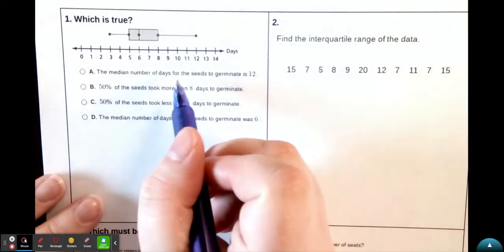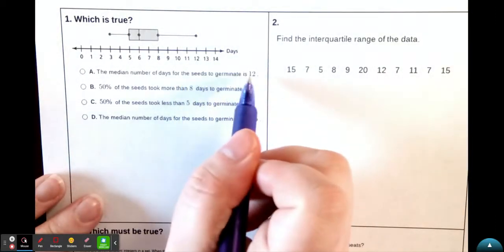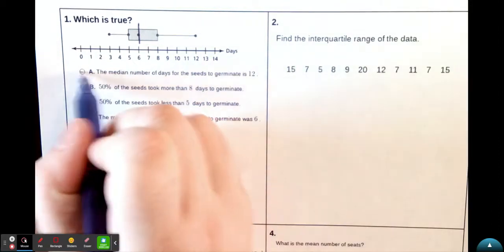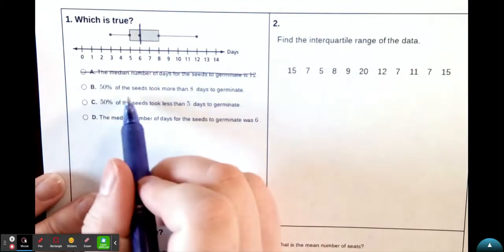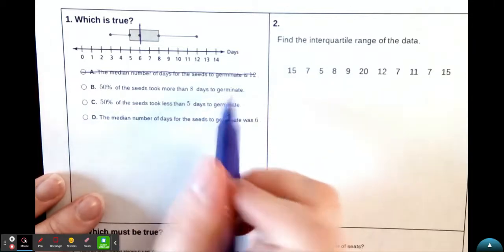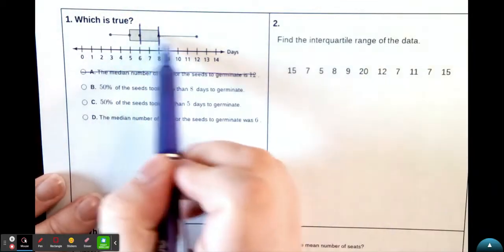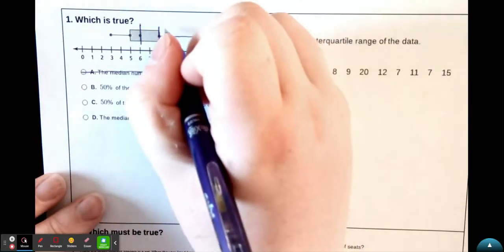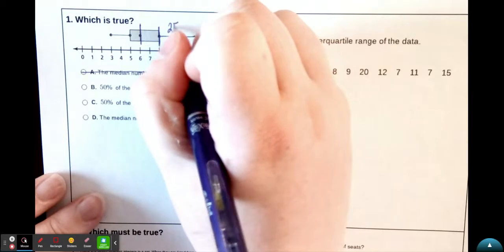The median number of days for the seeds to germinate is 12. The median is the middle line. Is that 12 days? No. So is that true? No. Okay. 50% of the seeds took more than 8 days to germinate. So we have 8 days or more. Is that 50% of the information? No. How much is it? 25. It's a quarter of the information. So nope.